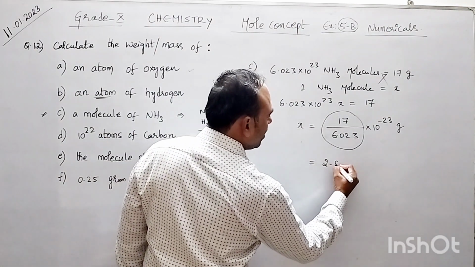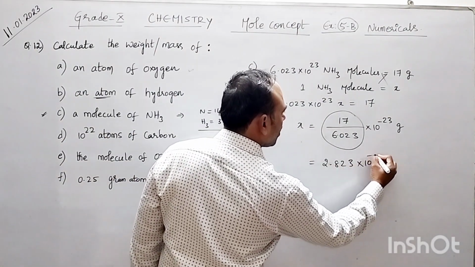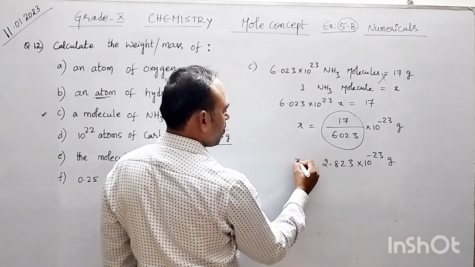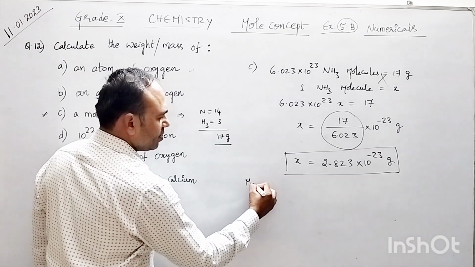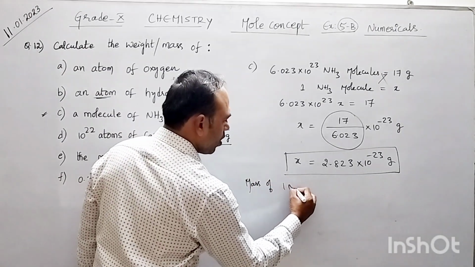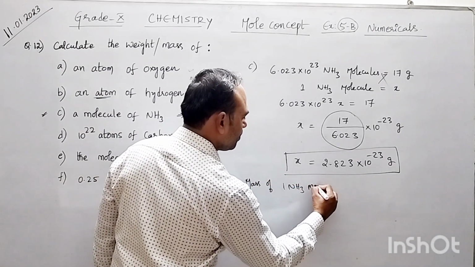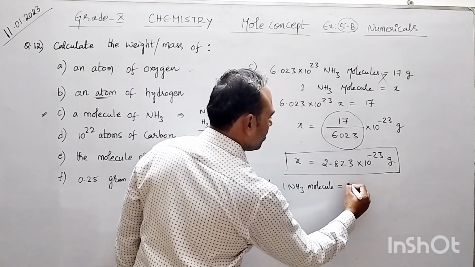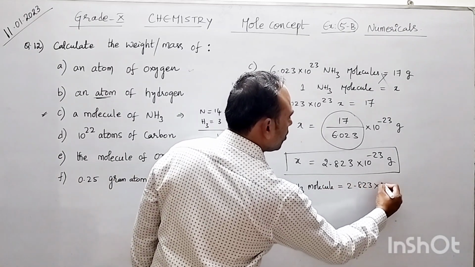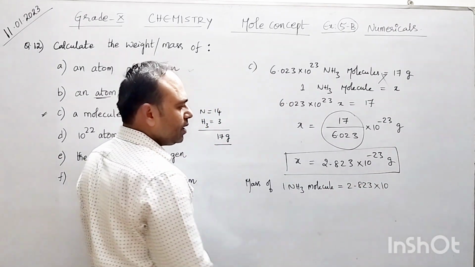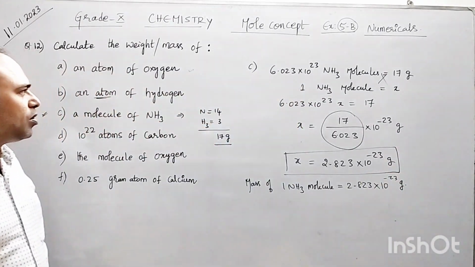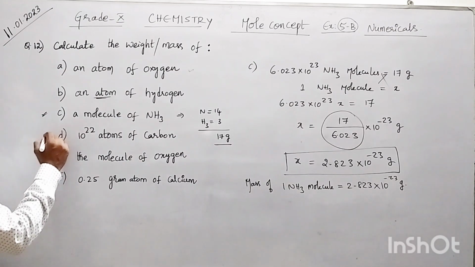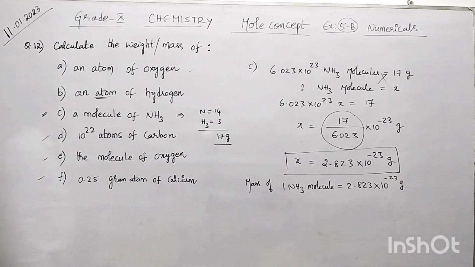Hope you got 2.823. So you got the x value. That means the mass of one ammonia molecule is 2.823 into 10 to the power of minus 23 grams. Hope you have understood this. Now take your time to calculate D, E, F and I'll give you the solutions.